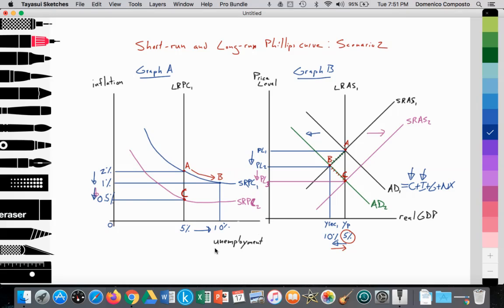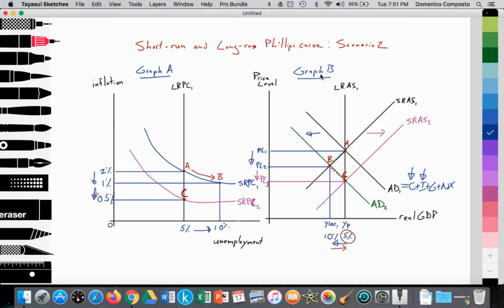On the x-axis, we're measuring unemployment. On the y-axis, we're measuring inflation. The long-run Phillips curve is perfectly inelastic at the natural rate of unemployment, which is 5%. And we have a downward sloping short-run Phillips curve that assumes that there's a negative relationship between unemployment and inflation.